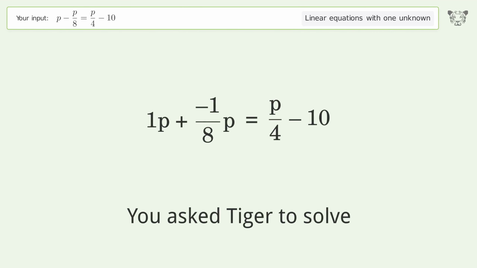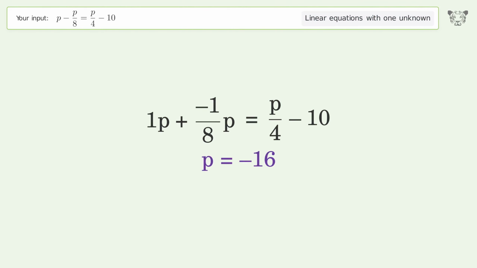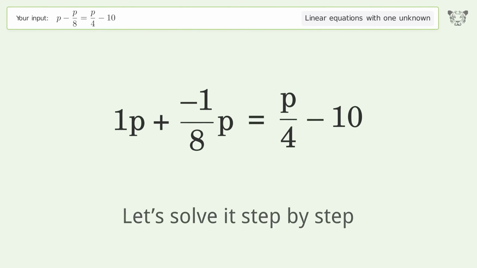You ask Tiger to solve. This deals with linear equations with one unknown. The final result is p equals -16. Let's solve it step by step.